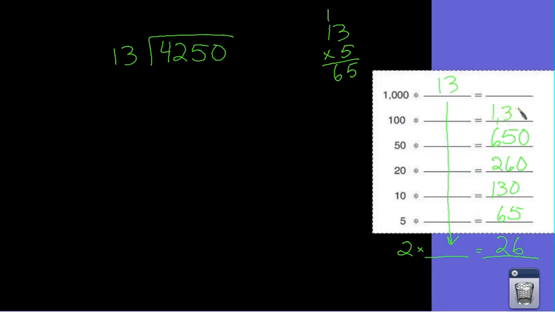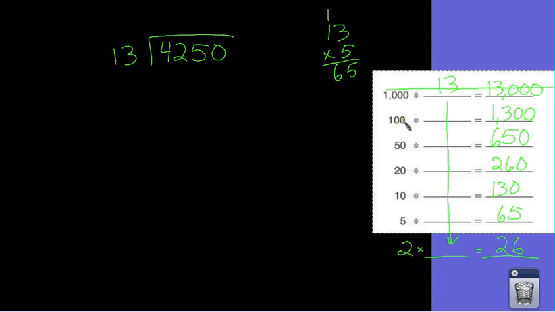So 1,300. Multiplying by 1,000, you put 3 zeros at the end, so it'd be 13,000. And we can use these numbers to help us figure out some other numbers later on if we need to. So as I'm looking, this definitely is not going to work. It's going to be too big.